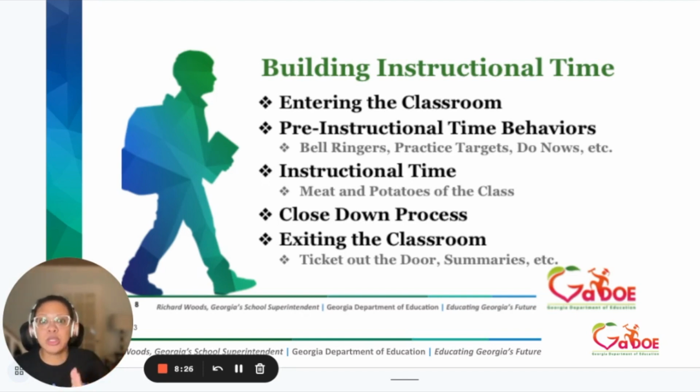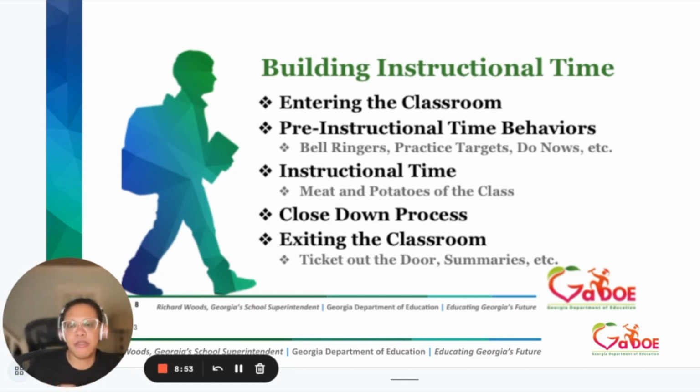Go through your close down process, making sure you always close down with some type of a wrap up saying, this is what we did today. Now, tomorrow, we're going to focus on this. So, today we really focused on the march and really focused on march style. Tomorrow, we're really going to focus on the intonation in, you know, Come Thou Fount of Every Blessing, our middle tune, right? And then exiting the classroom.